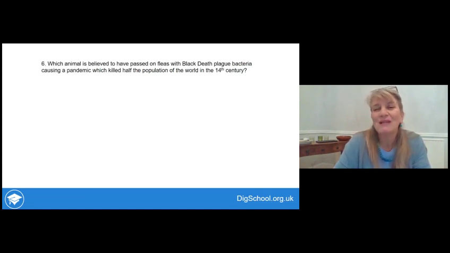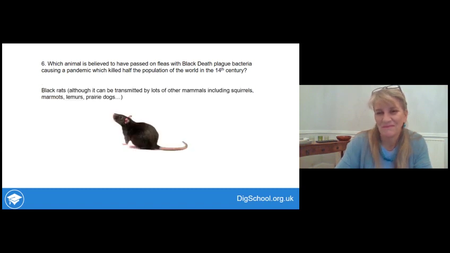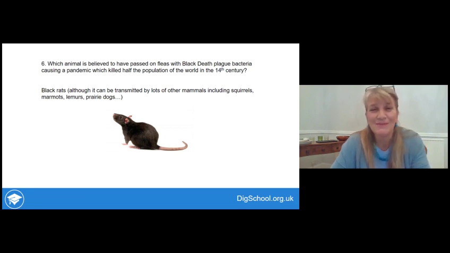Which animal is believed to have passed on fleas with Black Death plague bacteria, causing a pandemic which killed half the population of the world in the 14th century? Okay, the answer to that question is black rats. Though actually plague can be transmitted by a whole load of other sorts of rodent-like animals like squirrels, marmots, lemurs, prairie dogs, and that still happens today.